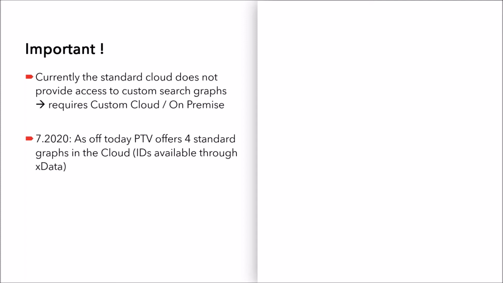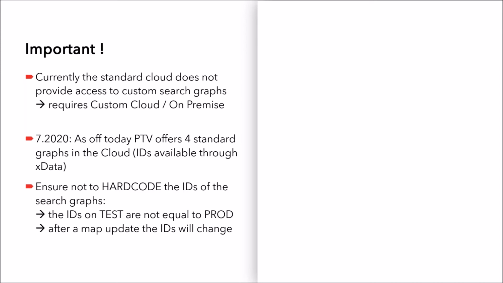Today, we have 4 different standard graphs in the cloud. You can ask for the IDs through the method I've already shown through xData. Be aware that the ID of a search graph on the test environment is not the same ID as you would have on the production, even if the routing profile or the search graph's logical content is the same. So be aware of this. Therefore, do not hard code the IDs of the search graphs. Create a logic where you are not depending on hard coded IDs, because furthermore, these IDs can also change after a map update.